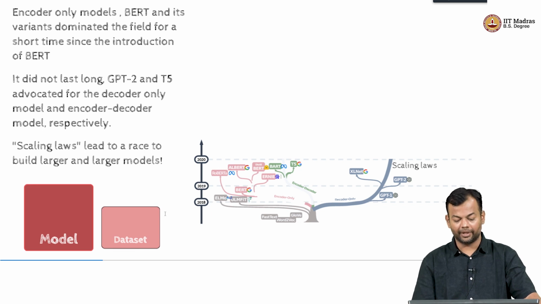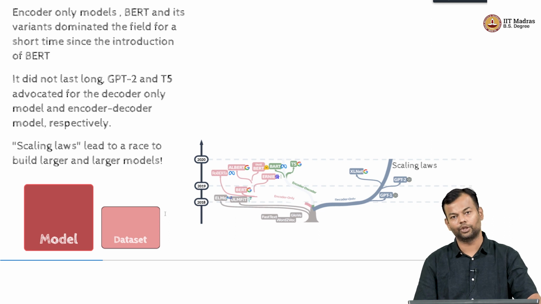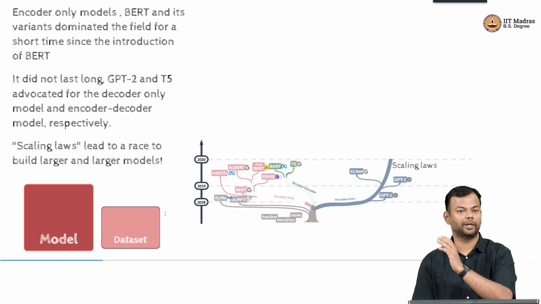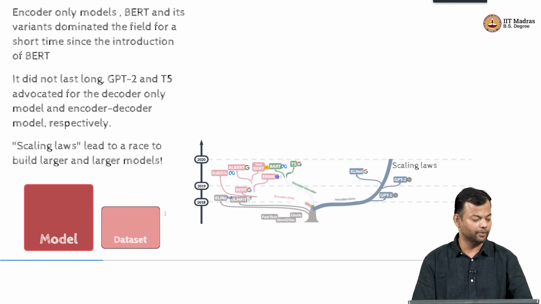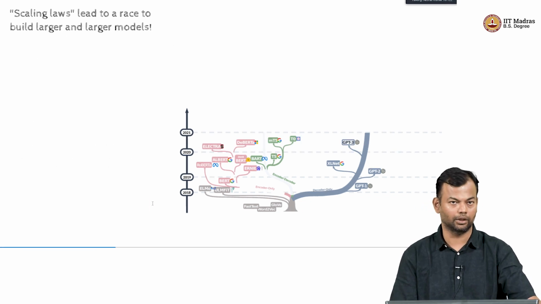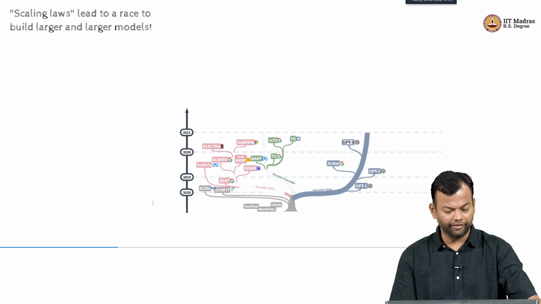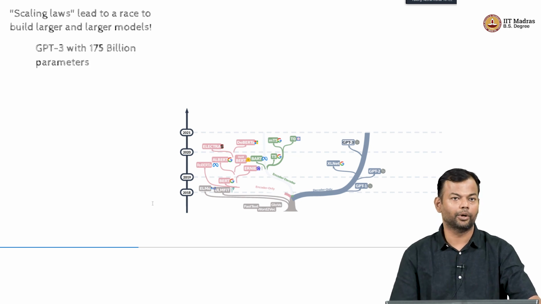And around this time, 2020, came the scaling laws, right, which led to a race of building larger and larger models, because what they showed is that as the model size increases and if you appropriately increase the data size also, then your performance will keep improving, and that was the hope given by the scaling laws, right? And after that, many other models came out.